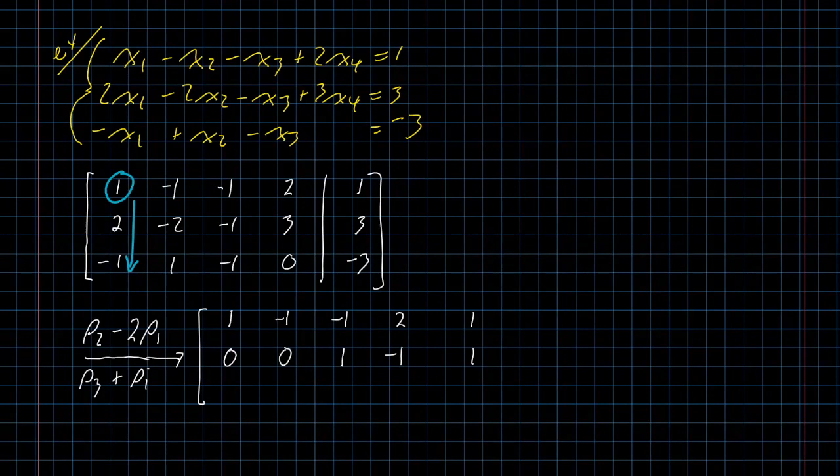The third row is a little bit simpler calculation-wise. Negative 1 plus 1 is 0. 1 plus negative 1 is 0. Negative 1 plus negative 1 is negative 2. 0 plus 2 is 2. Negative 3 plus 1 is negative 2.